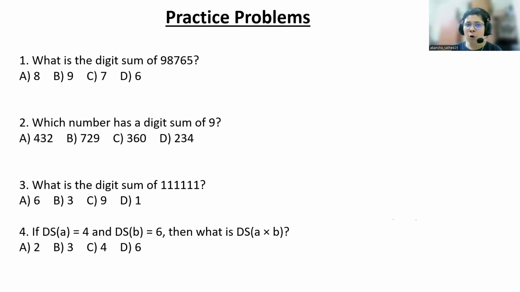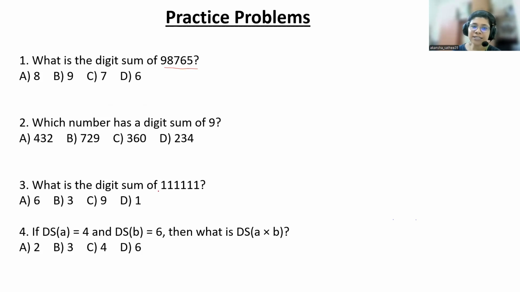Here are some practice problems for your reference. So what is the digit sum of this big number? What you have to do? You just have to add them up. 9 plus 8 plus 7 plus 6 plus 5. I hope you all know addition, right? So just add them. If you get a two digit number, add the digits again. Okay? Because digit sum is always a single digit. Please remember this. Which number has digit sum 9? We have already done 2-3 questions on this. So you just have to add the digits, and those numbers which give you digit sum 9 are your correct options.